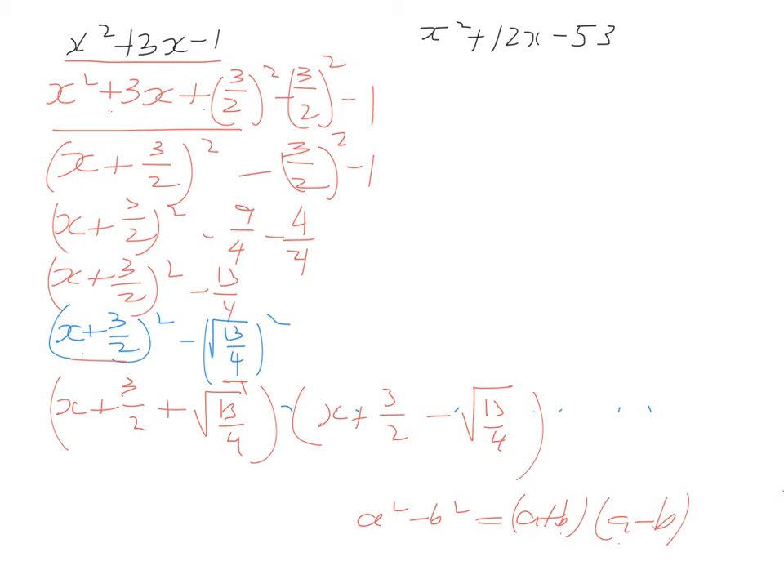And of course we need to simplify that even further by turning this into root 13 over 2. So (x plus 3 over 2 plus root 13 over 2)(x plus 3 over 2 minus root 13 over 2). And that's it. Okay, let's see it in action for a second time.